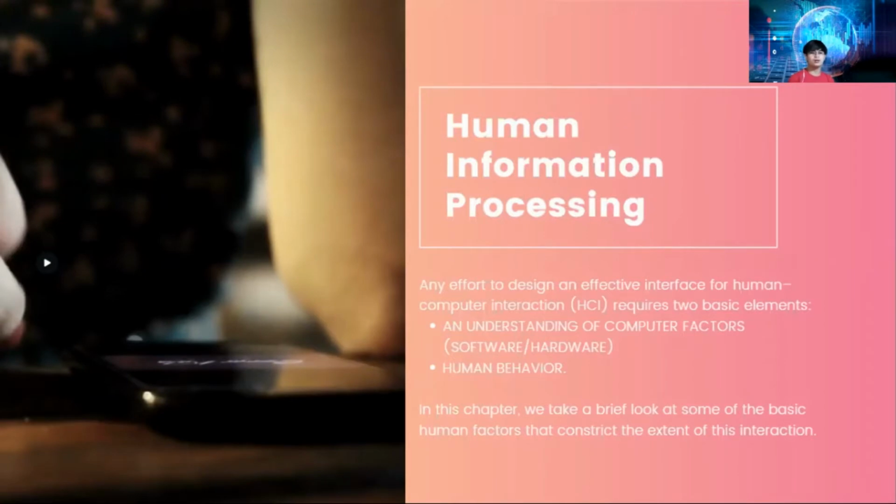What is a software? What is a hardware? What are the different parts of the computer? And then of course, next is the human behavior, the user's behavior. So in this chapter, we are going to take a look at some basic human factors that constrict the extent of this interaction.